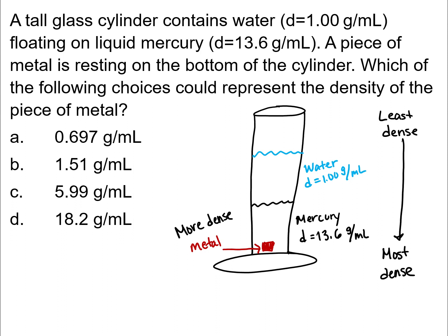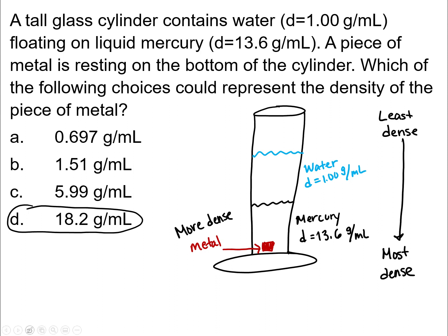Yeah. This is the only one that has a density greater than the density of mercury. So when you see a problem like this, don't think that you have to go and start calculating densities. It's a conceptual question.